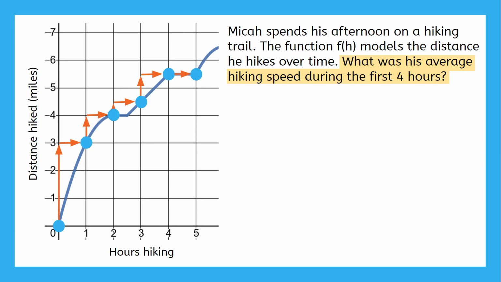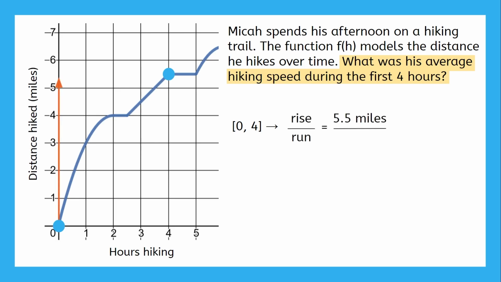That's why we use average rate of change. If the rate keeps changing, use one big rate that covers everything. We need the average rate of change in the first 4 hours, so we only need the interval from 0 to 4. On that interval, the graph rises 5.5 miles and runs 4 hours. If we simplify, 5.5 divided by 4, it comes out to 1.375 miles per hour.